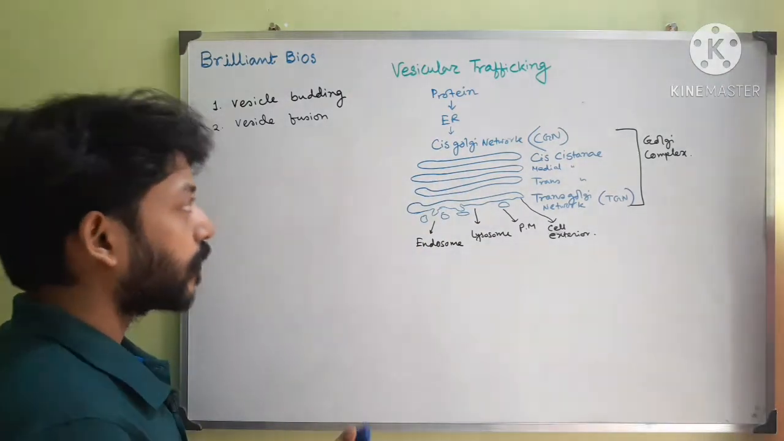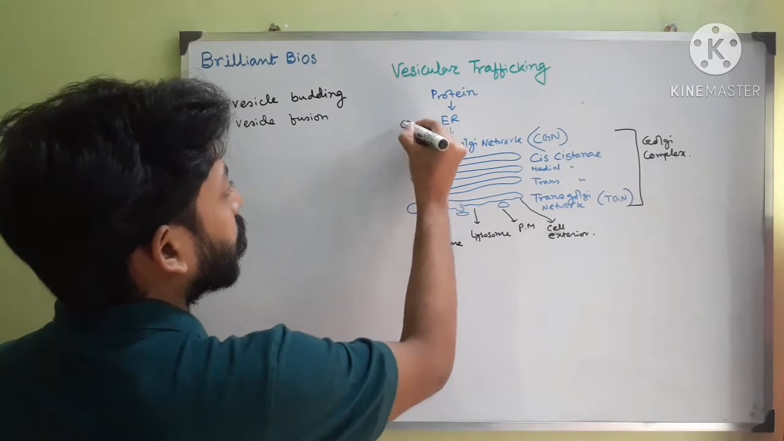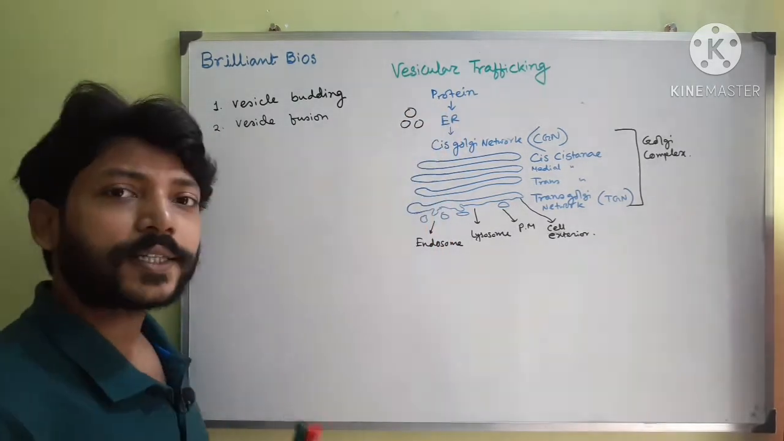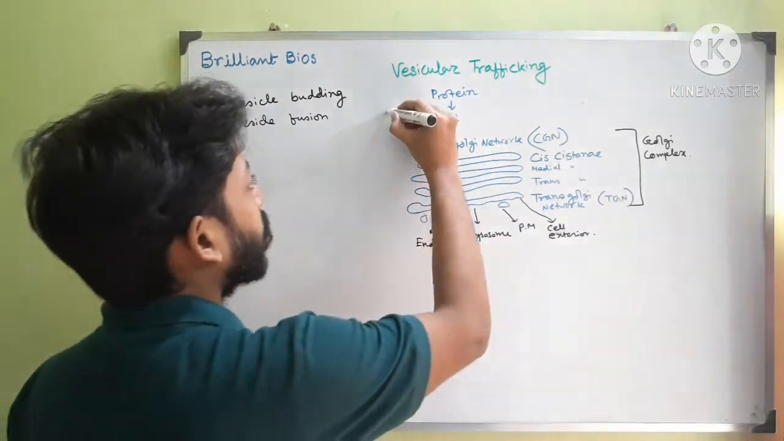So vesicles look like this, round or circular. This vesicle is nothing but plasma membrane of the endoplasmic reticulum. So this is called a vesicle.